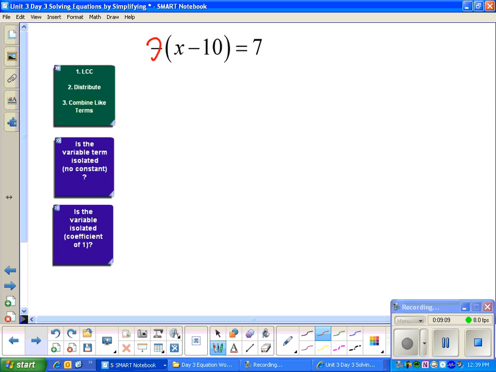Okay, there's not a number here. It's a negative. What is that? That is a -1. Good job. So leave 10, and let's distribute that negative. So I end up with -1x plus 10 equals 7.